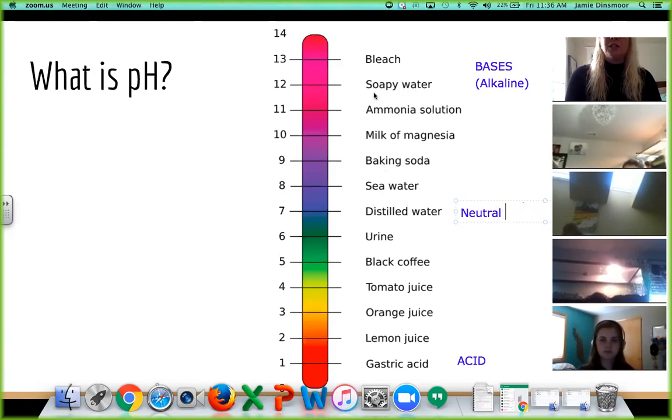Soapy water is basic as well, right? Soap is a super, super strong base. And bleach is up here pretty much at the top, right? And the same thing kind of happens with bases. When they're really strong, like bleach, you can actually get burned from bleach.